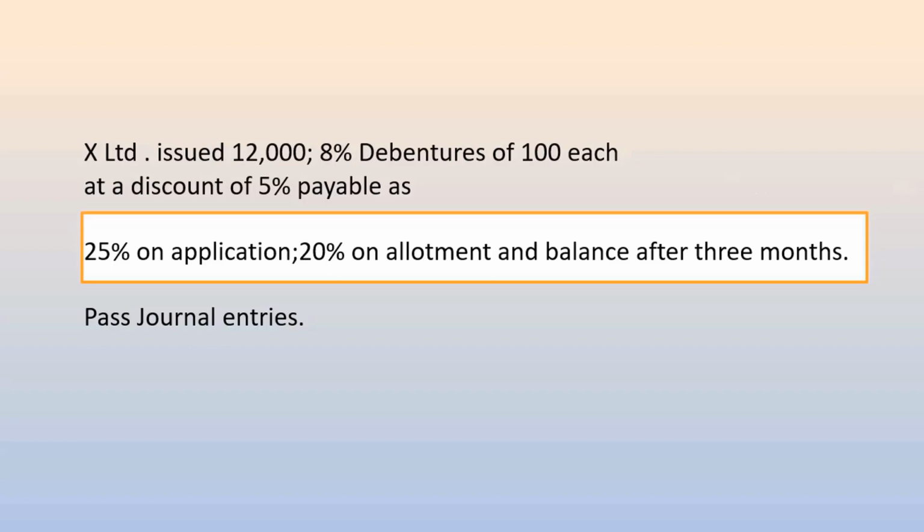Thus, the key takeaways from this problem are: 1. The name of the account, that is, discount on issue of debentures. 2. The stage in which the capital loss is written off, that is, the allotment stage.